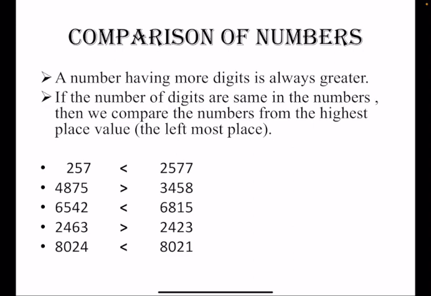Suppose if thousands place is same, then what will you do? You will go to the hundreds place and compare those digits. Whichever is bigger will be the bigger number. Same way, if hundreds place is also same, you will go to the tens place and compare those and then decide which is bigger and which is smaller. And if tens place is also same, you will go to the ones place and decide which number is bigger and which is smaller. And suppose all the digits are same, that means both the numbers are equal.